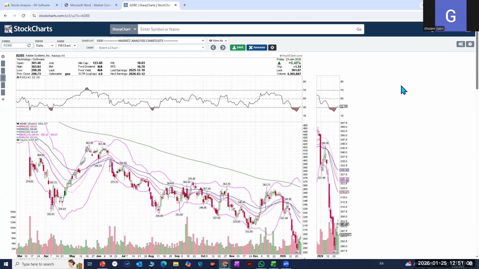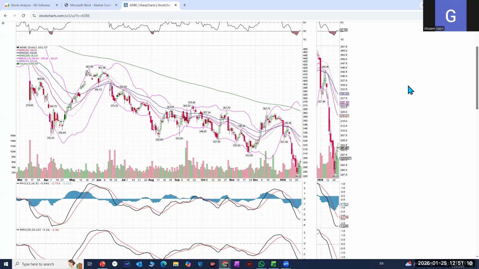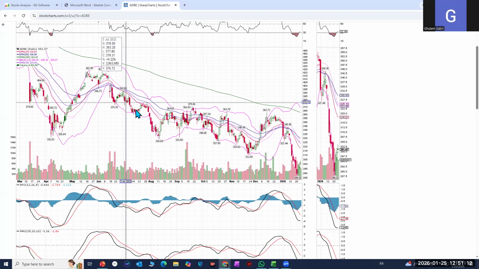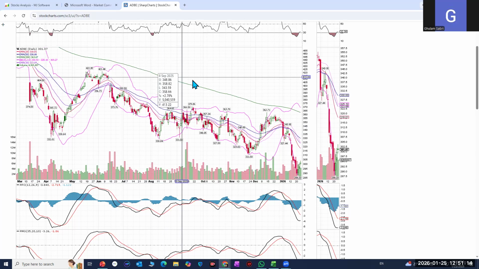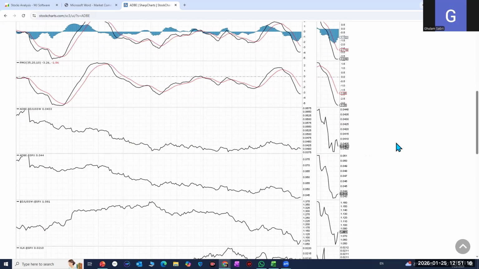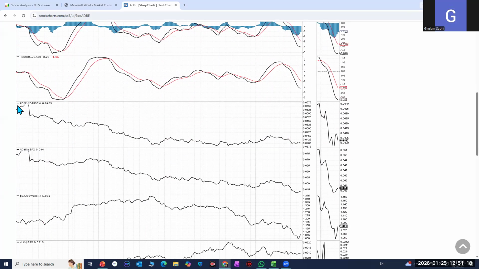Okay, this is Adobe. What is it telling you? Continuous downtrend. It's below the 200 and every time it comes up, it goes down. Now, this is something very important: Adobe compared to its software group is at a 52-week low. It means that within the software group, Adobe is among the weakest stocks. And Adobe compared to the broader index is also at a 52-week low.